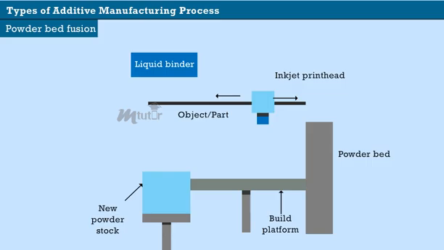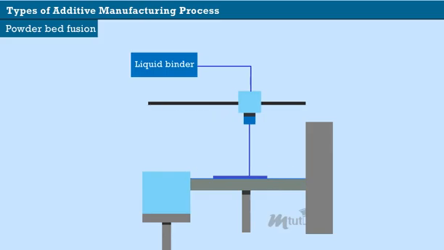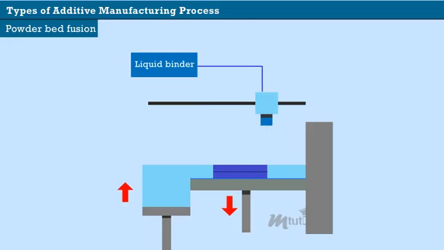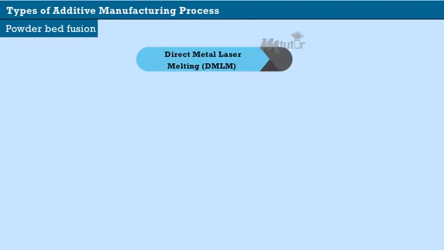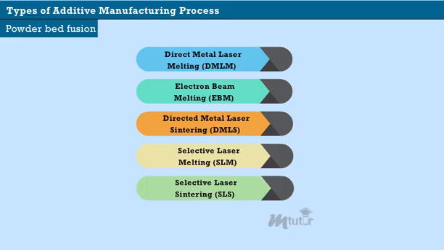Powder bed fusion. In this method, metal powder is spread over the build platform and a laser or electron beam from the source melts the powder together to form the desired 3D object. Powder bed fusion processes include direct metal laser melting, that is DMLM, electron beam melting, that is EBM, direct metal laser sintering, that is DMLS, selective laser melting, that is SLM, selective laser sintering, that is SLS, and selective heat sintering, that is SHS.